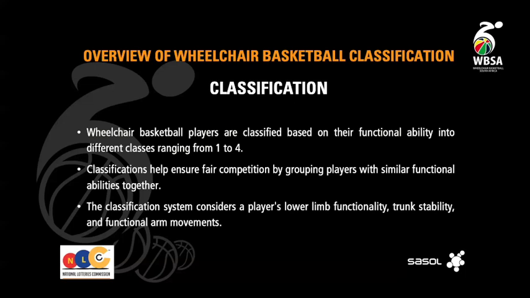Once again, if you have seen there, they didn't speak about the disability. They spoke about lower limb functionality. They spoke about the trunk. So we need to move away, especially us as coaches, from looking at players saying, no, but I'm a polio, and Jerry is a polio as well, but why is Jerry 3.5 and I'm a 4, and this and that? The classifiers look at your functionality.